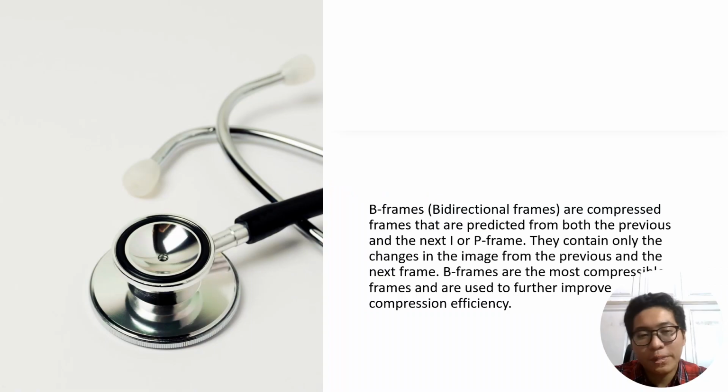Last, we have B-frame. B-frames, or bidirectional frames, are compressed frames that are predicted from both the previous and the next I or P frame. They contain only the changes in the image from the previous and the next frame. B frames are the most compressible, and are used to further improve compression efficiency. Because B frame relies on the other two frames before and after it, you can say that the size of a single B frame is around a quarter of a single I frame, or half of a normal P frame.